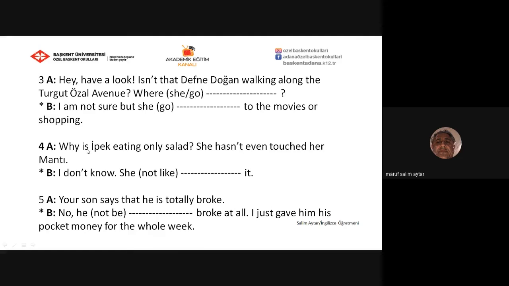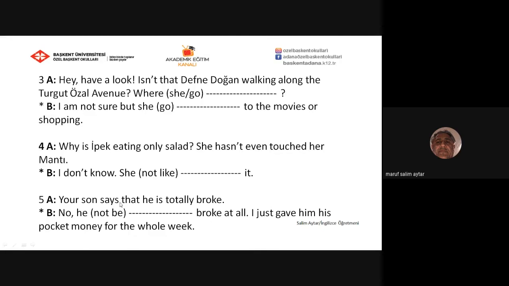4. Why is Ipek eating only salad? She hasn't even touched her mantu. So, what do you think about the relationship between Ipek and mantu? Do you think she likes mantu a lot? Or not? The biggest clue is, I don't know.